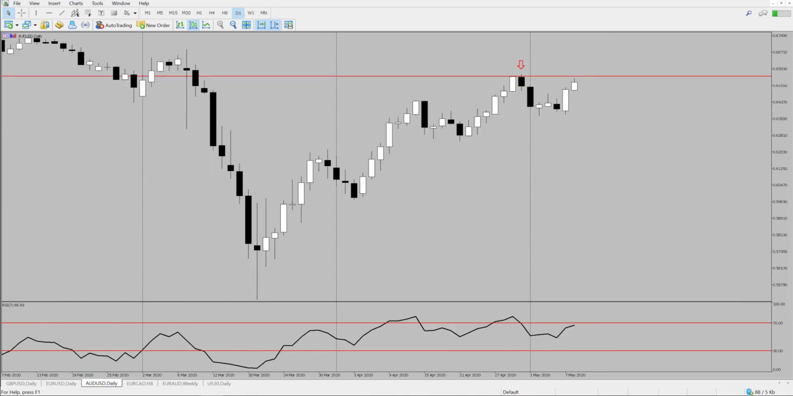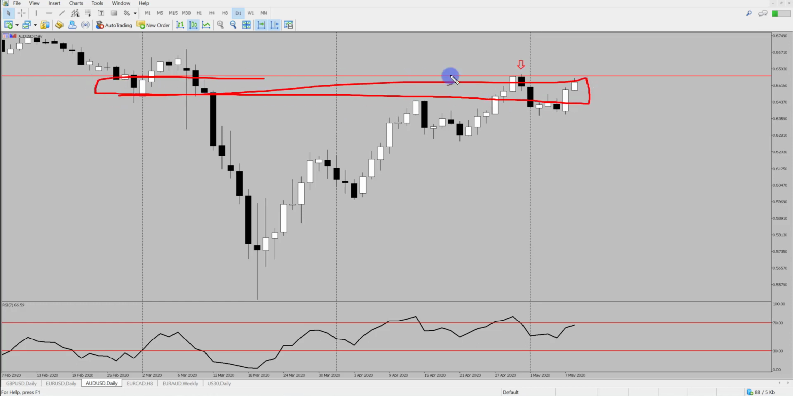Aussie US dollar is approaching key resistance once again. So we were looking at the fact that on the weekly time frame it came up into this key zone. We were suggesting that price at that point was going to push to the downside.